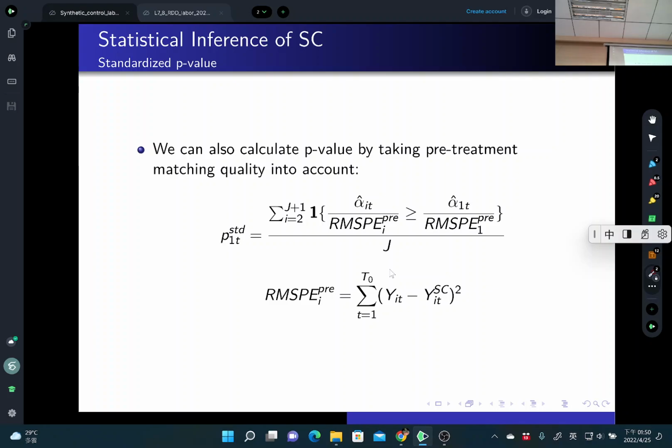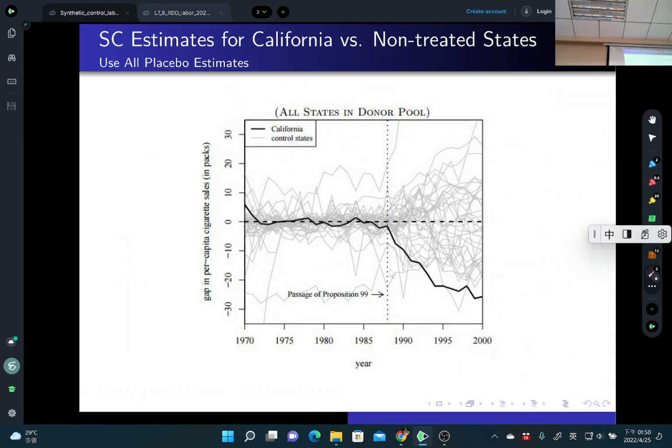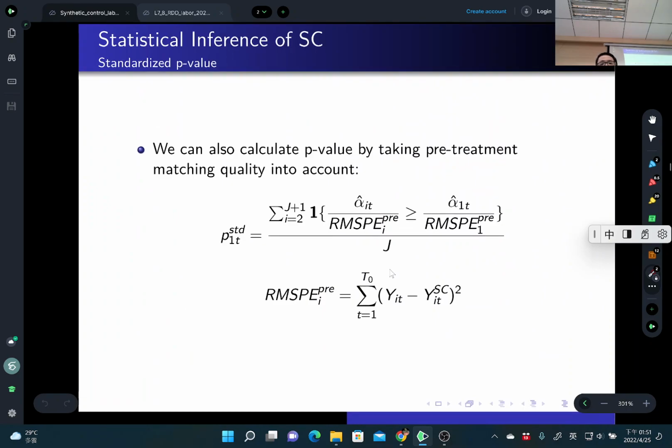So even if you find a very large placebo effect, but its pretreatment matching quality is very bad, the prediction error is very big, you will divide this placebo estimate by its pretreatment RMSPE. And this will give you a smaller impact for this. Okay. So usually we use that as a criterion when we calculate the p-value, dividing each unit's estimate by its pretreatment matching quality measured by the RMSPE, the prediction error. Okay. So any questions?